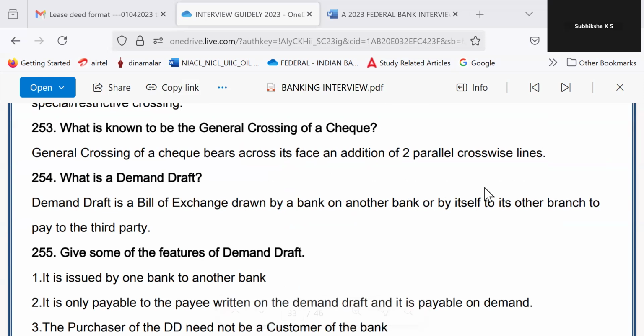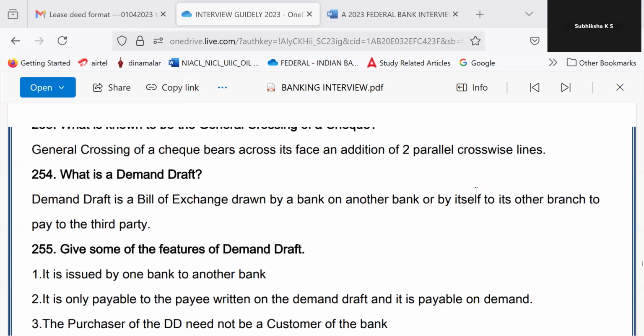253. What is known to be the general crossing of a check? General crossing of a check bears across its face an addition of two parallel crosswise lines. Please read again. 253. Crossing of a check bears across its face an addition of two parallel crosswise lines. Good. Continue.